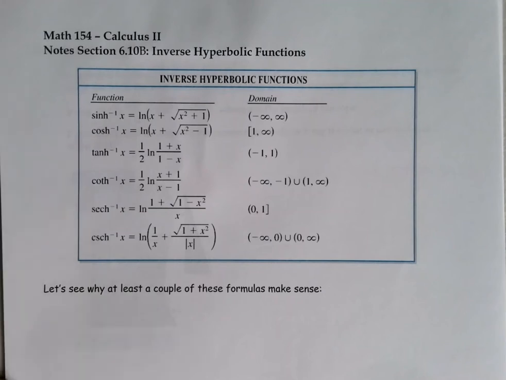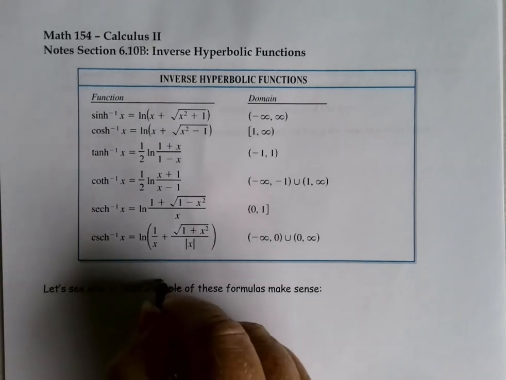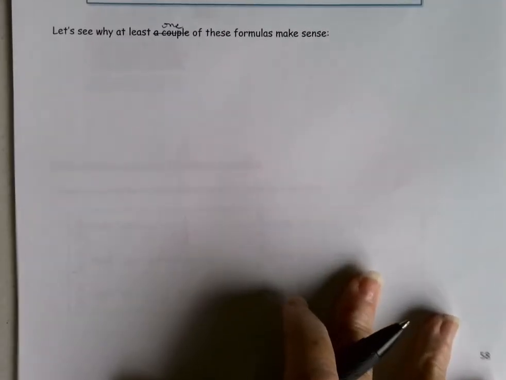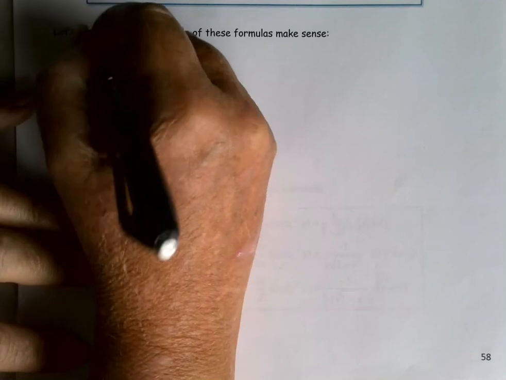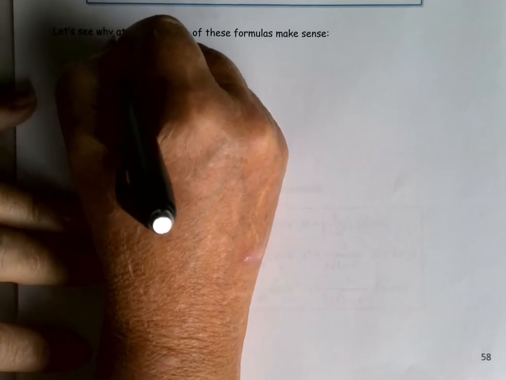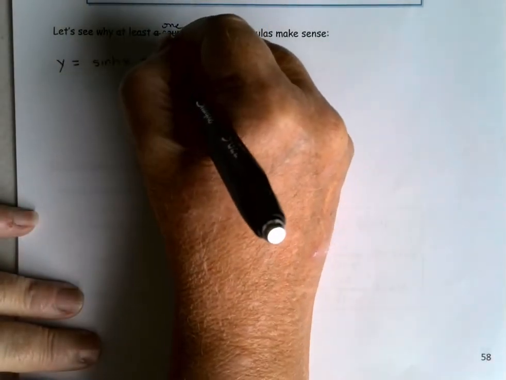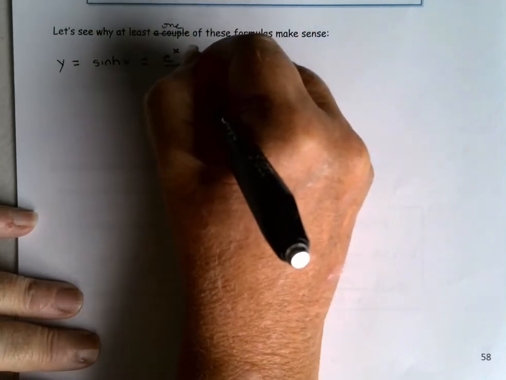All right, the first thing says, let's see why at least a couple of these formulas make sense. I'm actually just going to work with one of them. The algebra is a little hairy, so we'll get through one of them and see that, hey, that works, and we'll just make the assumption that the other ones do as well. Let's consider the function y equals hyperbolic sine of x. And just grabbing that definition from last time, that is e to the x minus e to the minus x over 2.